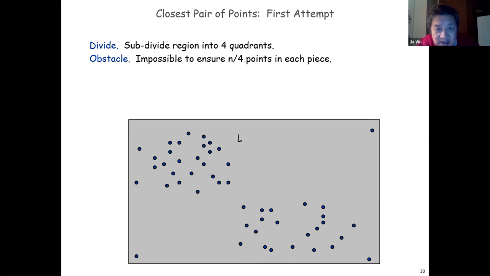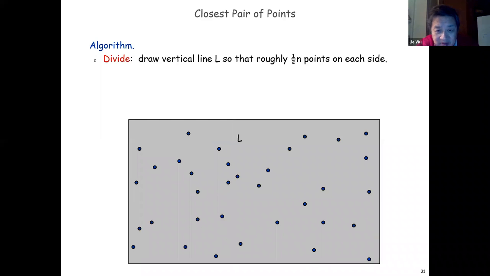This is a first attempt: divide into four quadrants. But it's impossible to ensure that each quadrant has about n divided by 4 points, as in this example. You can divide on X, but you cannot divide on Y. That's why it's better not to divide into four but into two. Later we will see another example where in some cases you divide into four, but in this case four is too much to ask because you cannot really divide.